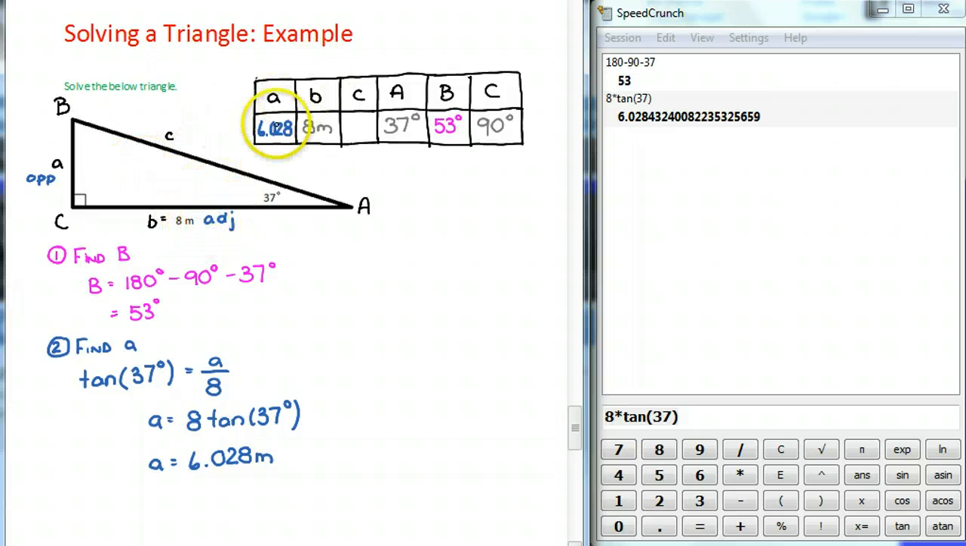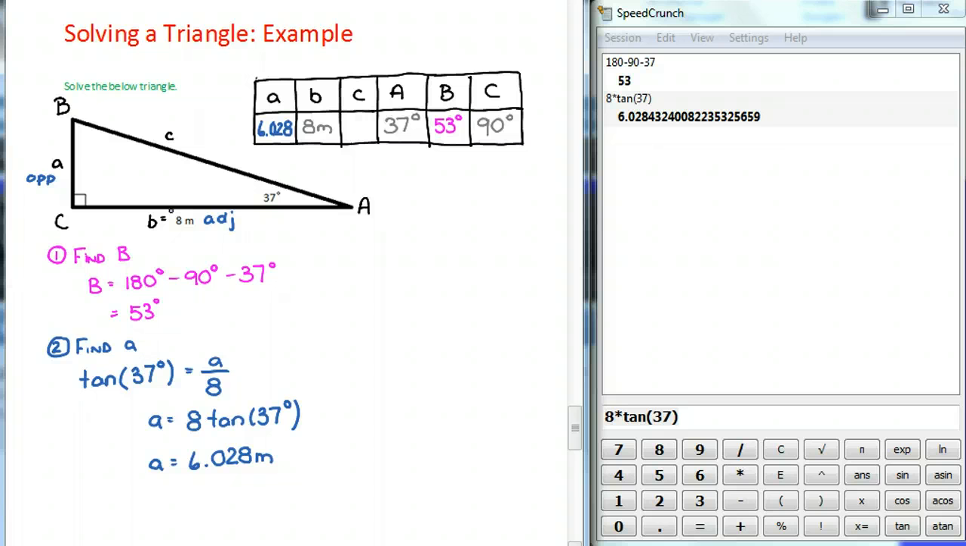So notice, if we've done this correctly, my answer for A should be less than my answer for B, since angle A is less than angle B. And sure enough, it is. And there's some proportionality. If angle A and B happen to be equal, then length A and B will be equal. So this is a really quick check I can do to say, does my answer make sense?